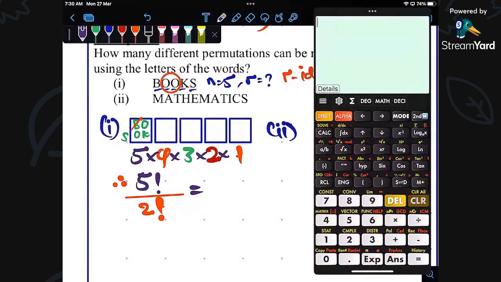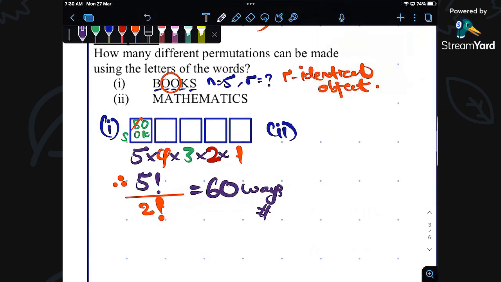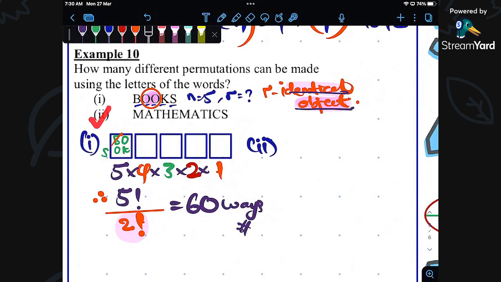Let's use the calculator. 5 factorial divided by 2 factorial. The answer is 60 ways. Ta-da! That is how easy it is to solve identical object questions. It's just that many of my students forget to divide by every possible identical object. Sometimes we forget, isn't it?